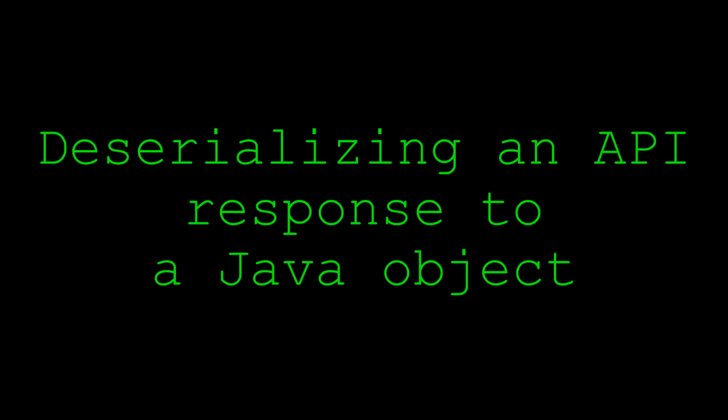So the first example that I want to show you of working with Java objects in your REST Assured tests demonstrates how to transform an API response, which again can be in XML or in JSON format, to an instance of an actual Java object. And this is a process which is known as deserialization.